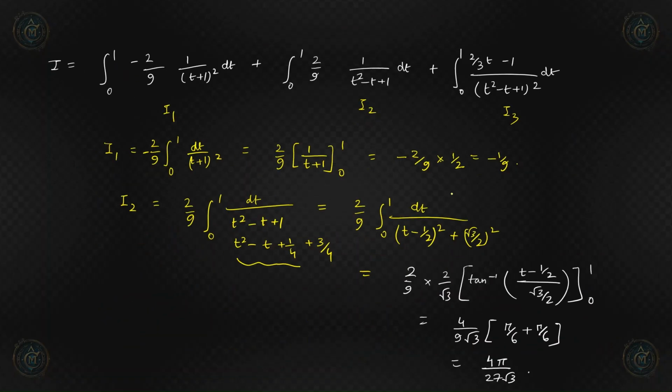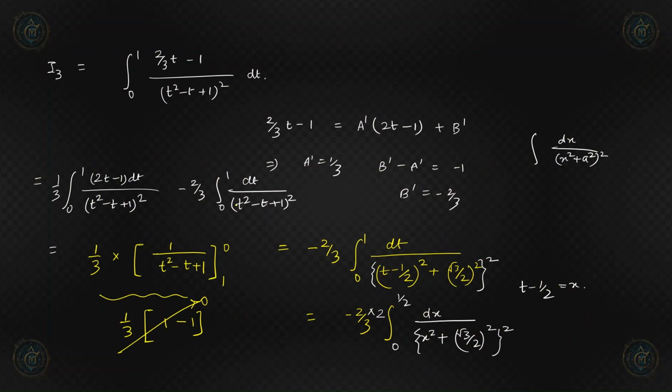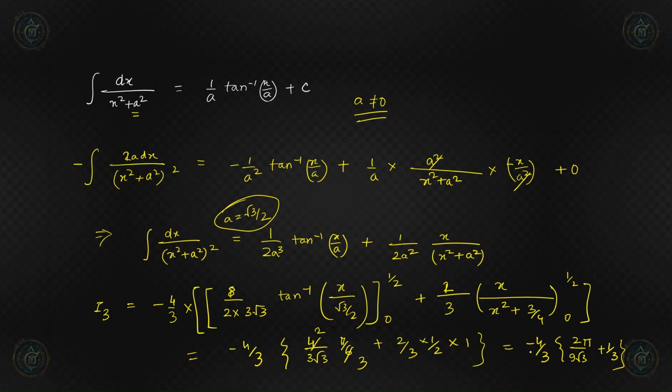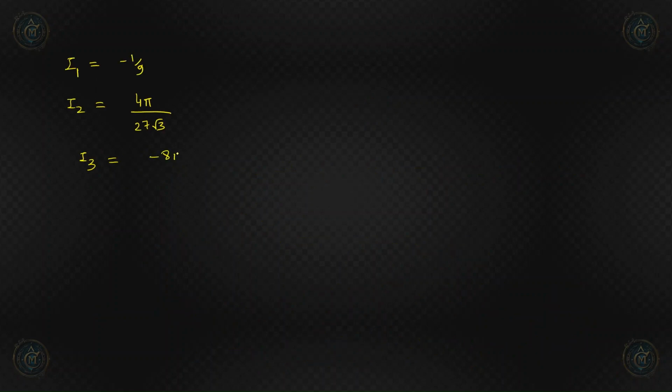So we got I1 equal to what? I1 will be minus 1 by 9, right? Minus 1 by 9. I2 equal to 4 pi divided by 27 root 3. I3 equal to this thing. This will be minus 8 divided by 27 root 3 pi. Then we have minus 4 by 9, right?